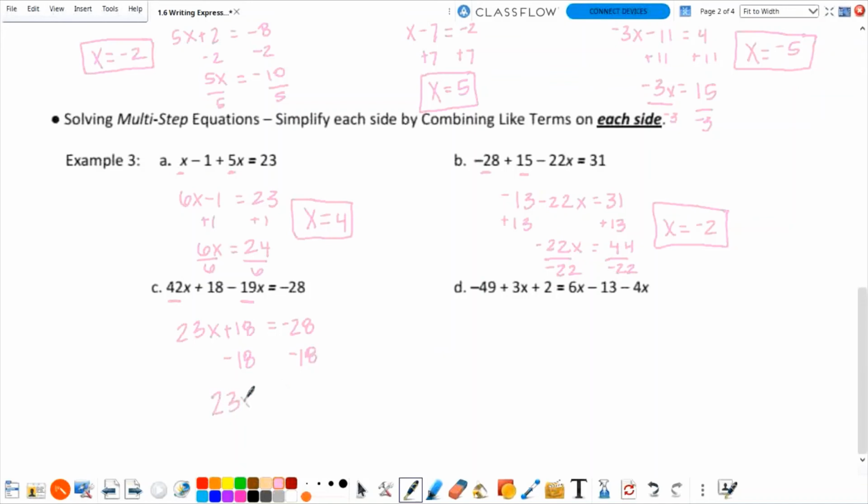So we get 23x. Okay, then we can say negative 28 minus 18. Those are both negatives. So we're going to get negative 46. And now we can divide by 23. Once again, real quick, make sure you're using SADMEC. Okay, so negative 46 divided by 23, that's a negative divided by a positive, so x equals negative 2.